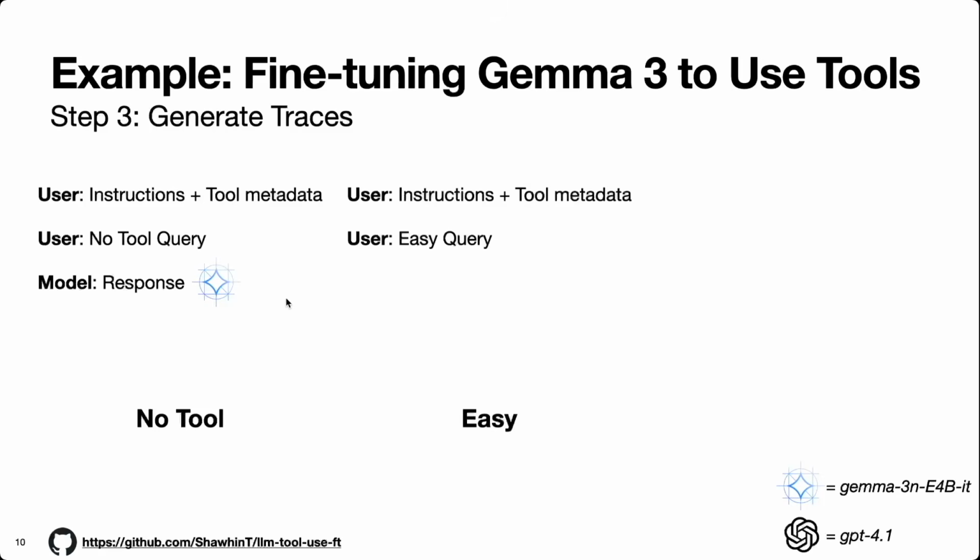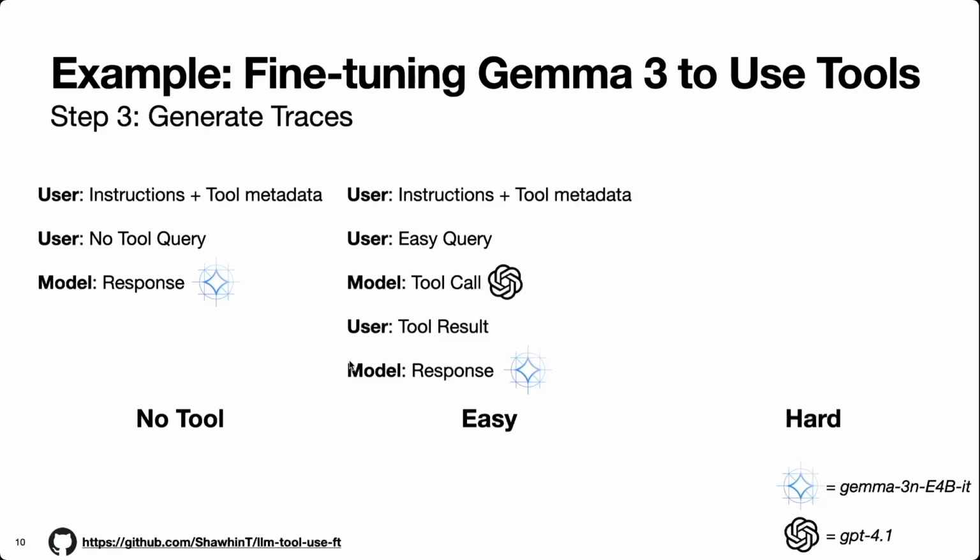Then for the easy queries, the initial messages were exactly the same. So I had these instructions and tool metadata. Then I inserted the easy query, but instead of generating a response, I had GPT 4.1 generate a tool call. This was in a structured JSON format, which we'll see on the next slide. And then I actually called the tool using the implementations that we talked about on the previous slide. Then I extracted the tool result and passed that as a user message. So the tool result was inserted into the context. And then finally, I had Gemma 3n e4b it generate a response just like before.